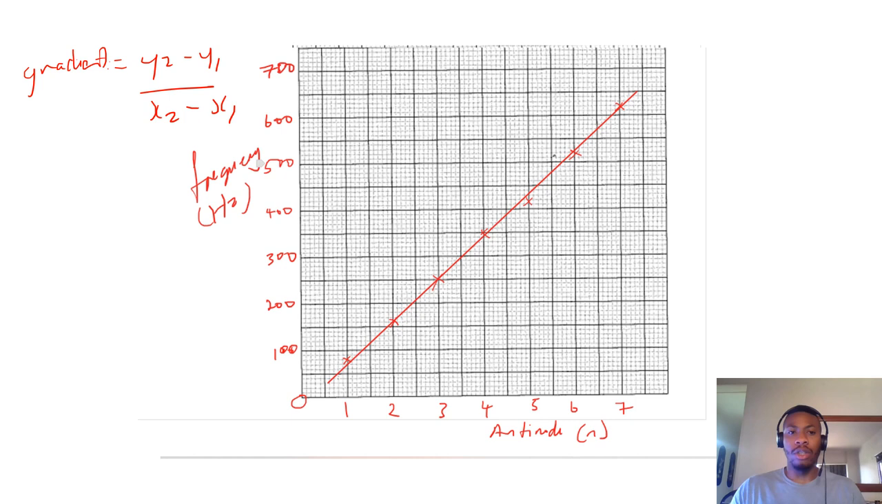So the gradient formula is y2 minus y1 divided by x2 minus x1. Please, these are not saying y square and all of those things. That's not what it means, right? I probably should make a bit of adjustment. This is like a subscript, yeah? It's like a subscript, so it goes at the bottom.